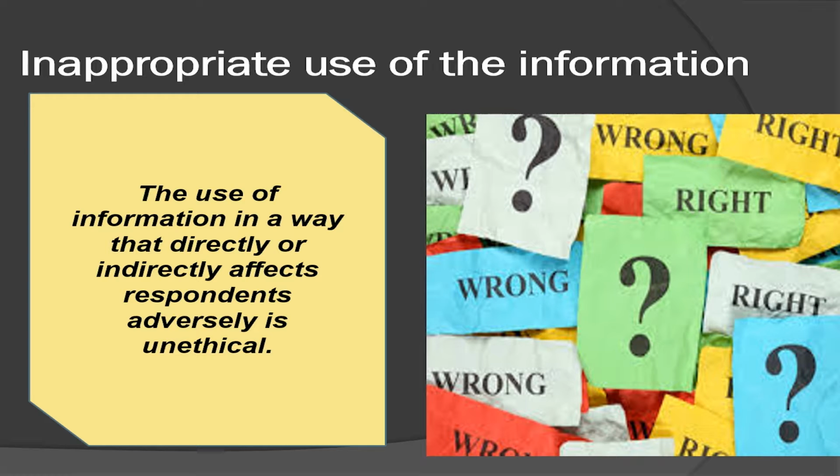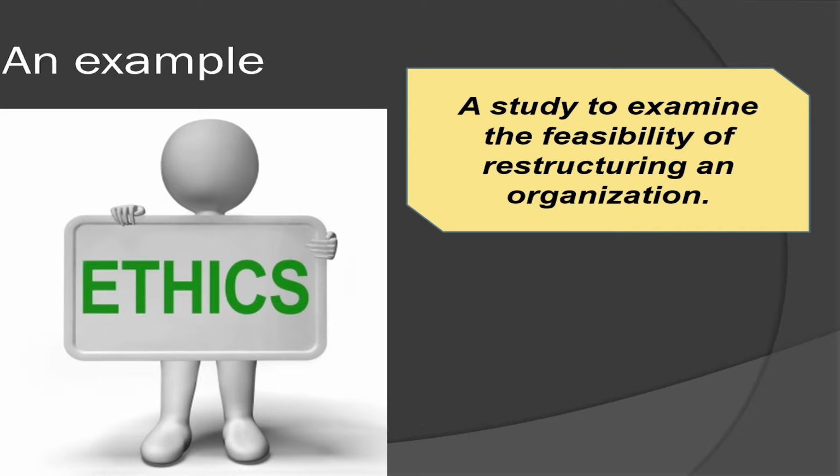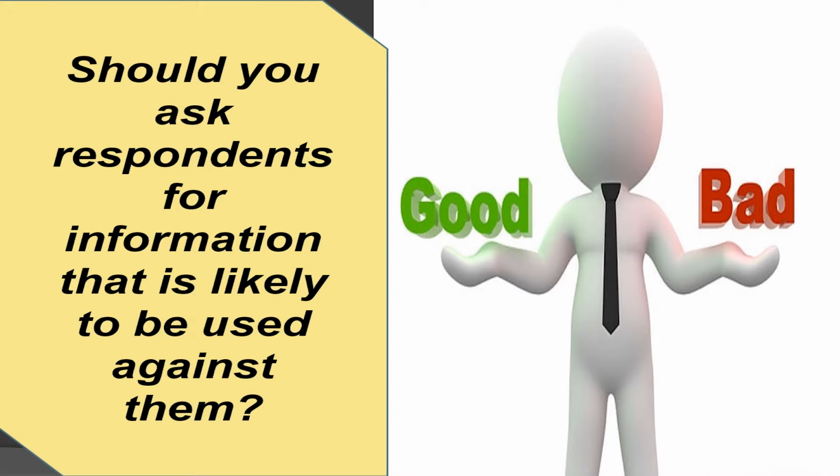Sometimes it is possible to harm individuals in the process of achieving benefits for organizations. An example would be a study to examine the feasibility of restructuring an organization. Restructuring may be beneficial to the organization as a whole, but may be harmful to some individuals. Asking respondents for information that is likely to be used against them is ethical if you tell respondents of the potential use of the information, including the possibility of its being used against some of them, and you let them decide if they want to participate.